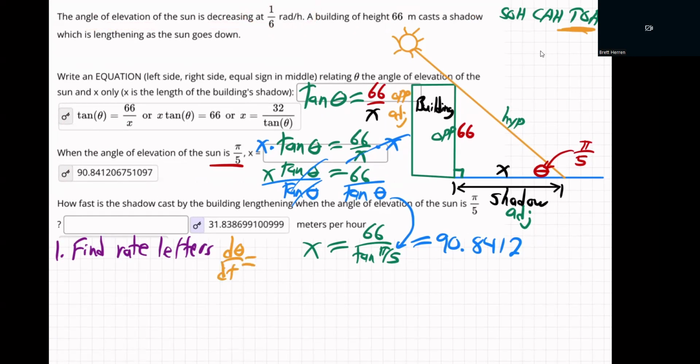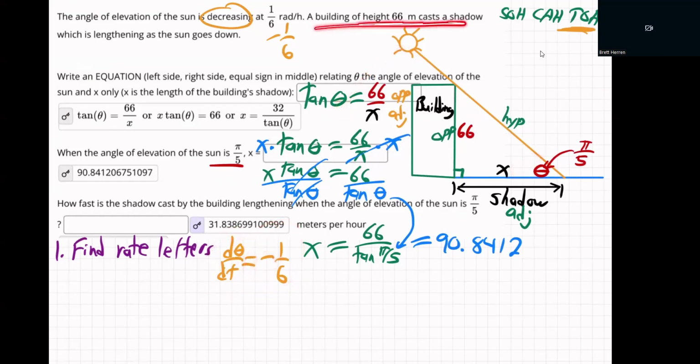And that's negative 1/6 because it's decreasing. Decreasing means negative, going down. That angle's going down. And that makes sense, right? As the sun goes down, that angle goes down. That angle is decreasing. It's getting to be a smaller and smaller angle. The change in theta over time, the change in that angle over time is negative. It's going down.